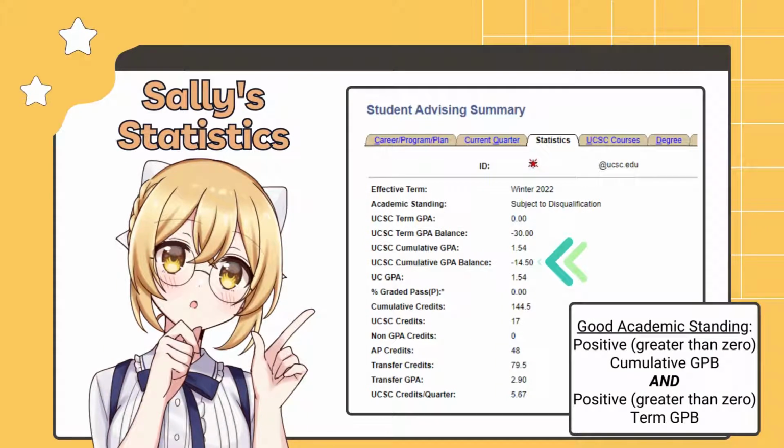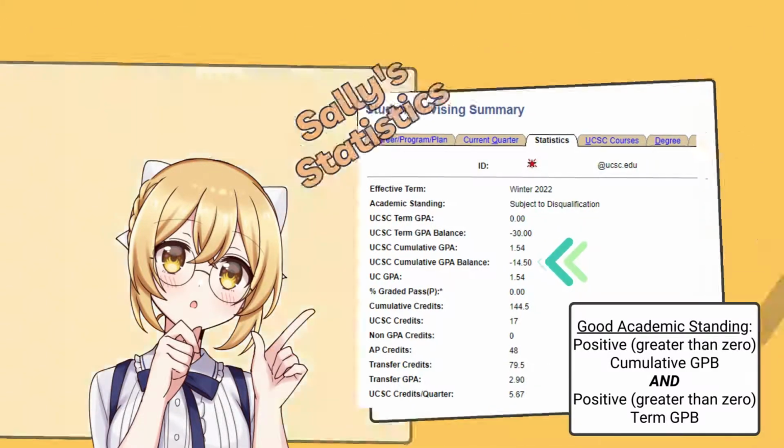Most students are already familiar with their GPA. Sally's term GPA and cumulative GPA are both listed here. However, what we're going to show Sally right now is her grade point balance. As you can see, Sally's cumulative grade point balance is currently a negative 14.5, and in order to get back into good standing, she'll need to get into the positives. The higher the GPB, the better, but getting back into positive numbers is the goal.